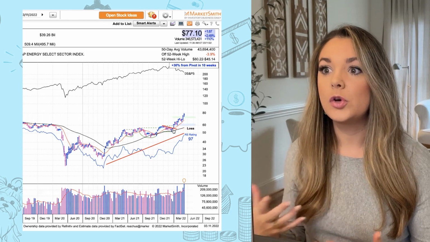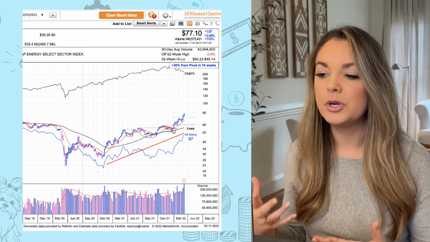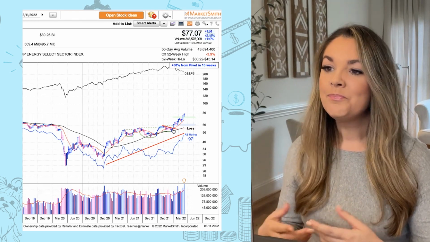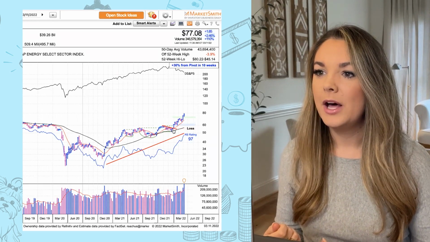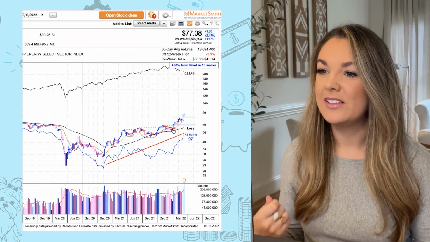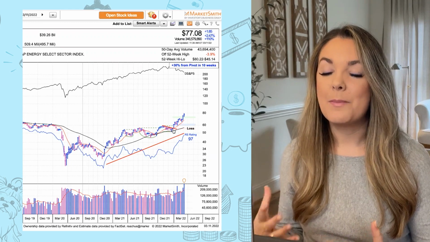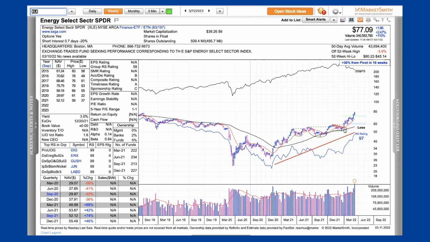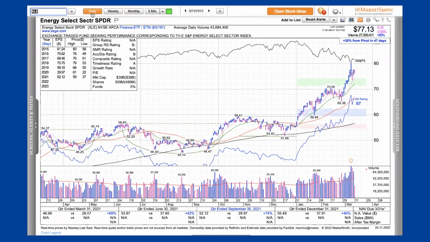Also notice the slope of this trend line. It isn't super steep. So if you have a very steep trend line and that stock or ETF is not yet getting above the 50-day or 10-week line, that would be considered a pretty aggressive entry. But if we take a look at this entry for XLE, that allowed investors to get in right at the start of what has been the biggest trending sector in the market this year.